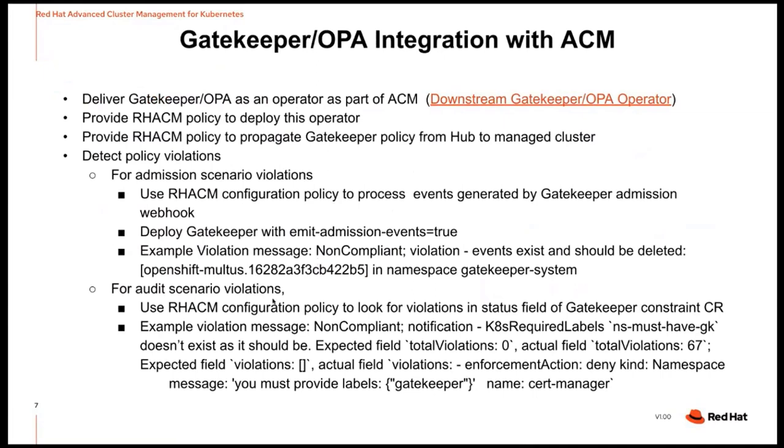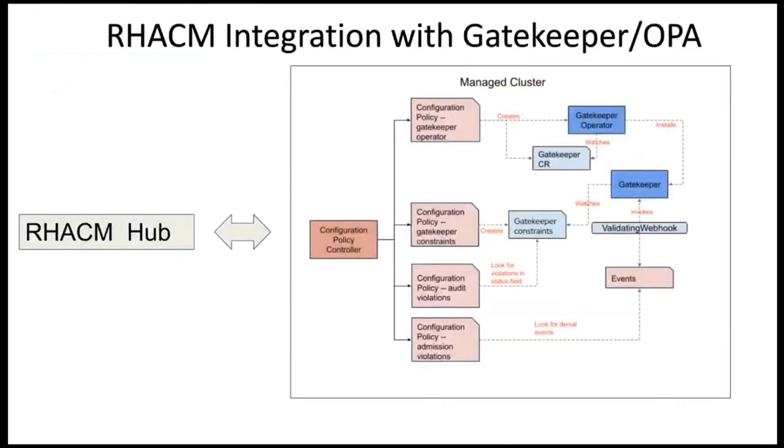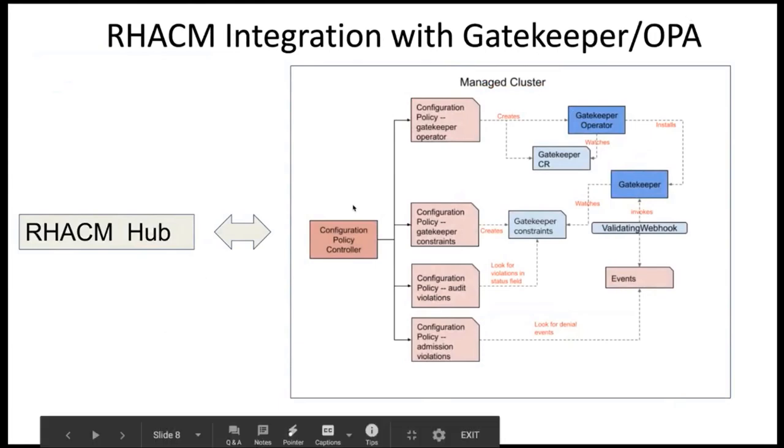And in the case of the audit scenario, we look for the status field in the Gatekeeper constraints. So we are able to pull both of this information back, as I showed in the architecture, into the central ACM hub and display the results there. So this architecture diagram pictorially depicts what I talked about.